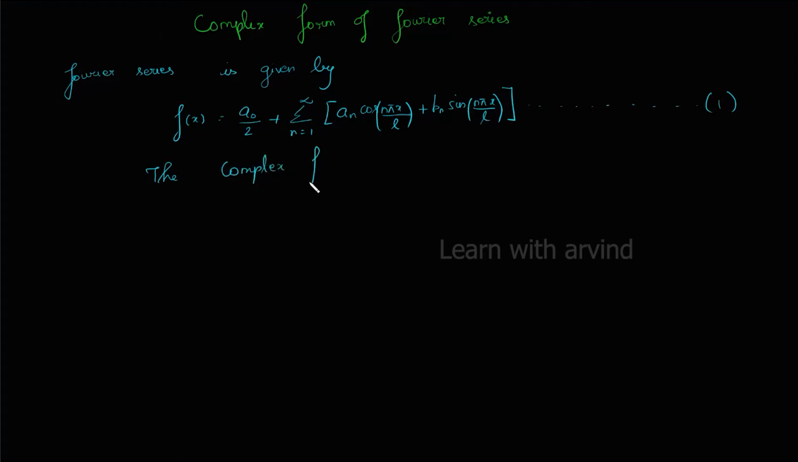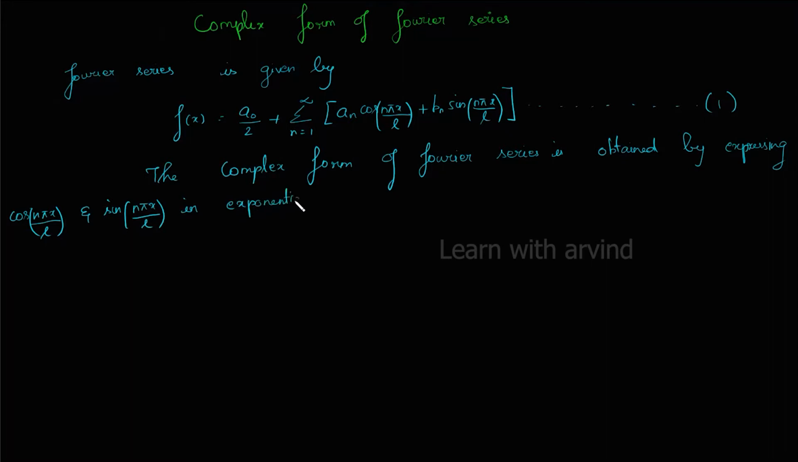The complex form of Fourier series is obtained by expressing cos n pi x by l and sin n pi x by l in exponential form. Before starting, note from Euler's formula, e power i a x is equal to cos ax plus i sin ax. The same way, e power i n pi x by l is equal to cos n pi x by l plus i sin n pi x by l, and e power minus i n pi x by l is equal to cos n pi x by l minus i sin n pi x by l.